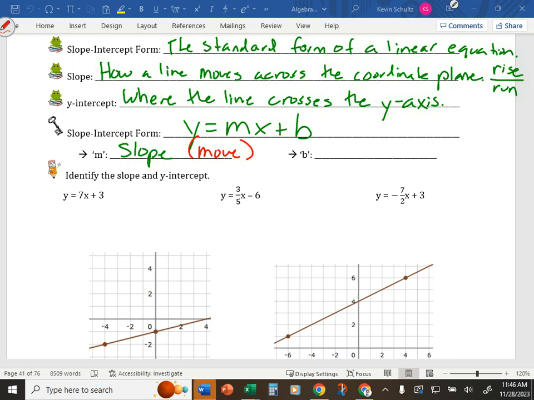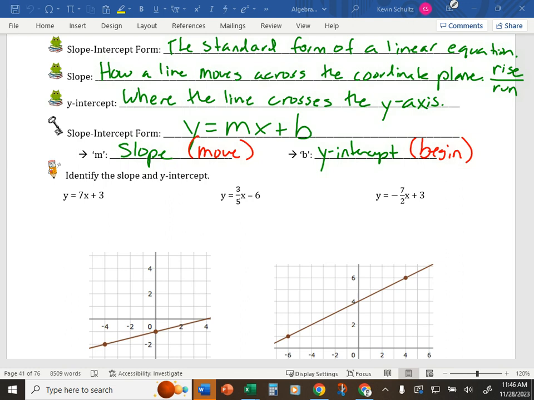How about the b? Peyton, you remember that one? The y-intercept. But really, it's where you begin. This is the first point that you plot when graphing an equation from slope-intercept form. You begin with b, you move with m. And our goal today is, given equations and given graphs, to identify the slope and the y-intercept of the equation or of the line.